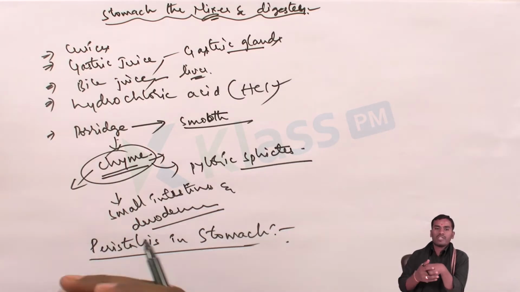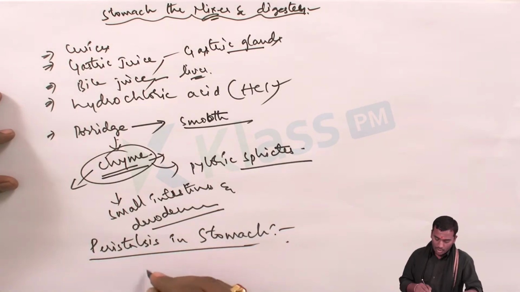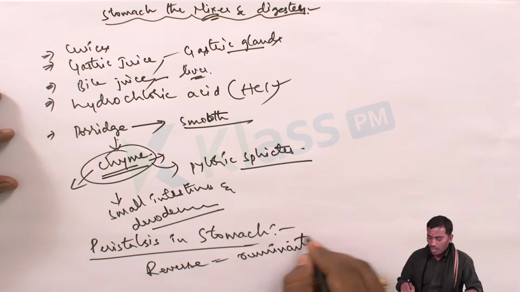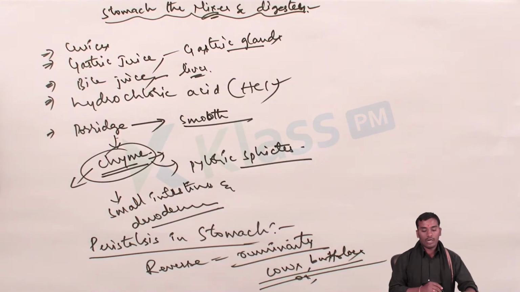So the reverse peristaltic system as well as the forward peristaltic system, both can happen. What is this reverse peristaltic system? Reverse peristalsis can be observed only in ruminants. What are ruminants? Ruminants are animals like cows, buffaloes and oxen. Particularly they are called ruminants.